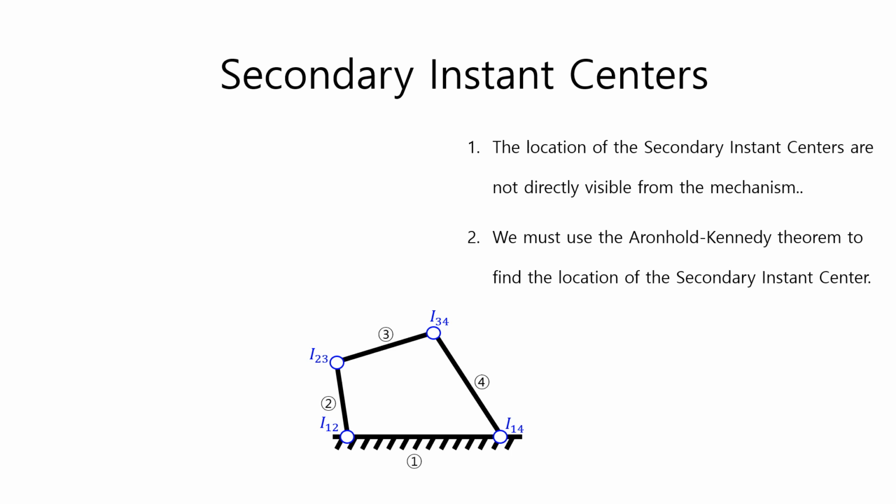Let's learn about the secondary instant center. The locations of the secondary instant centers are not directly visible from the mechanism. We must use the Aronhold-Kennedy theorem to find the location of the secondary instant center. Given a mechanism, let's see how many instant centers there are and how to find them using the Aronhold-Kennedy theorem.